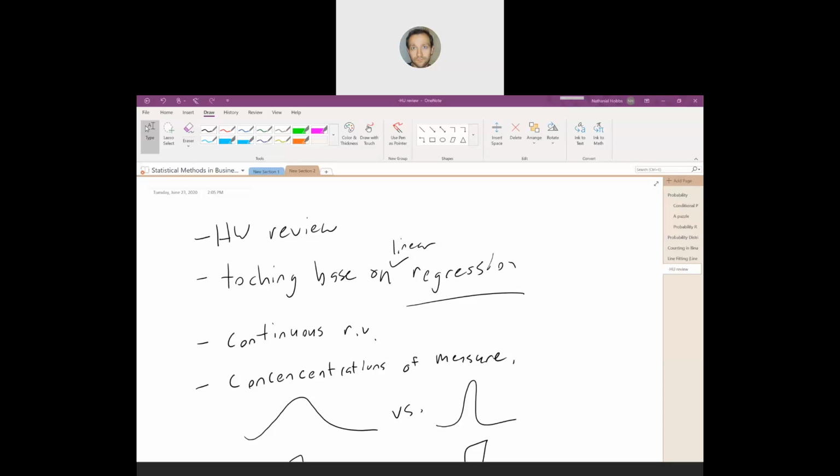The heavy homework, i.e. homework plus midterm, assigned by 6/24, 12 p.m. or 12 noon.